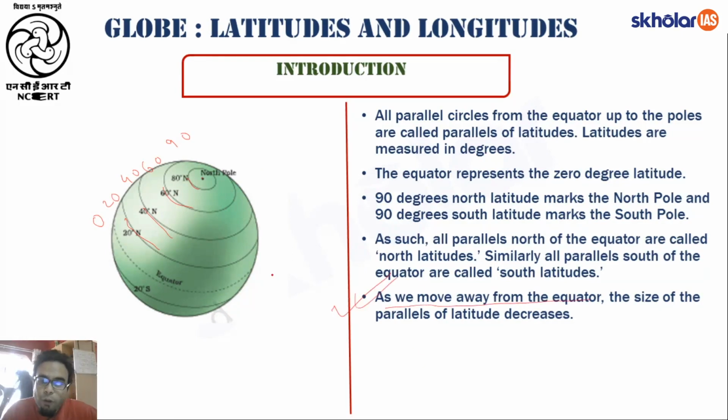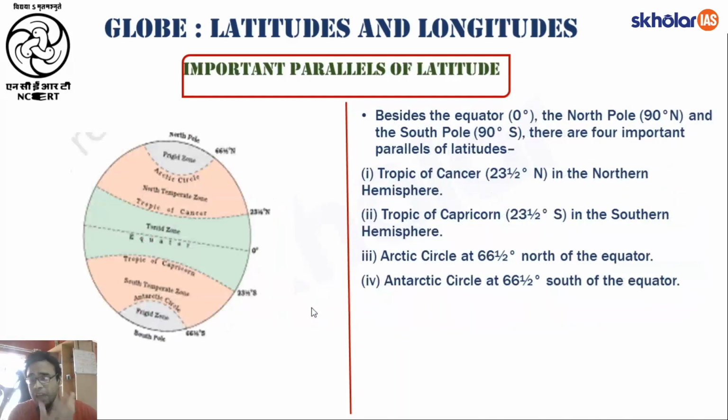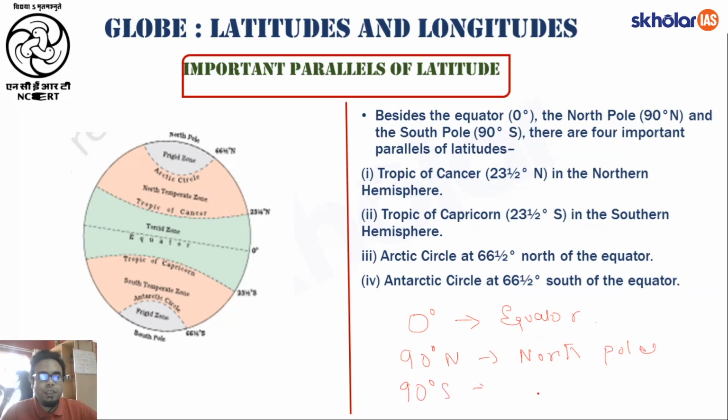As we move away from the equator towards the poles, the size of the parallels of latitude starts to decrease. Understood? So the circumference of the parallels starts to decrease, right? So which is the largest parallel? Therefore your correct answer will be equator. Equator is considered to be the largest parallel or the largest latitude, right? So as of now, what have we understood? Your 0 degree latitude is the equator. Then we have your 90 degree north, which is your north pole, and your 90 degree south, which is your south pole, right?